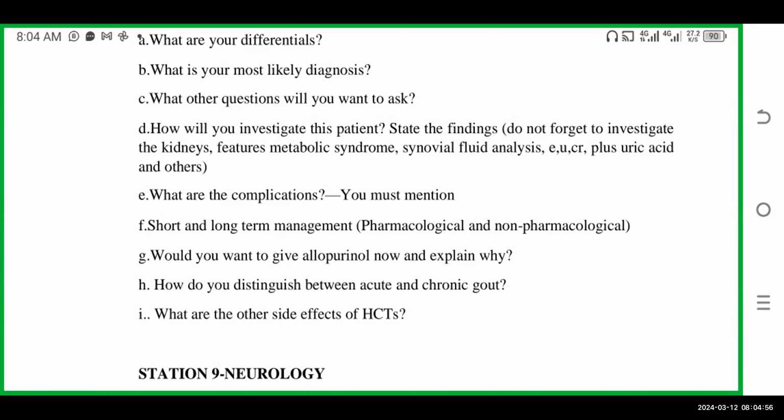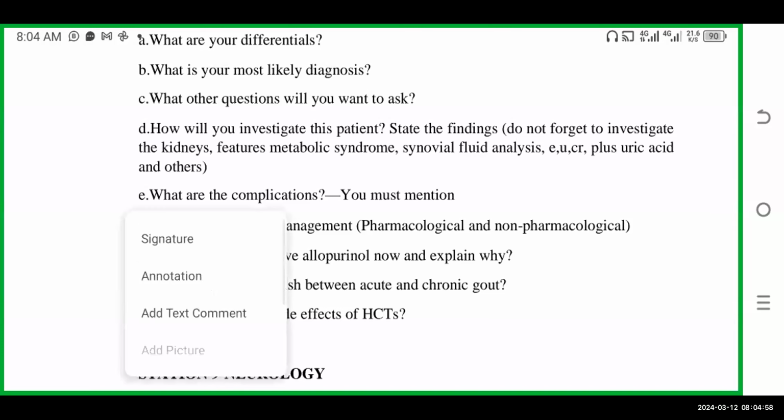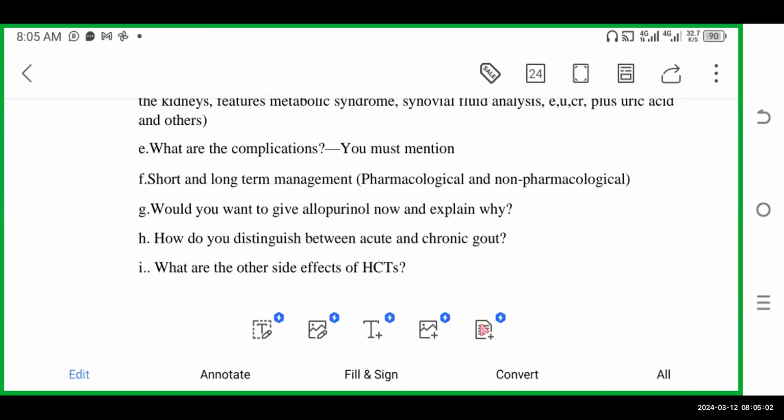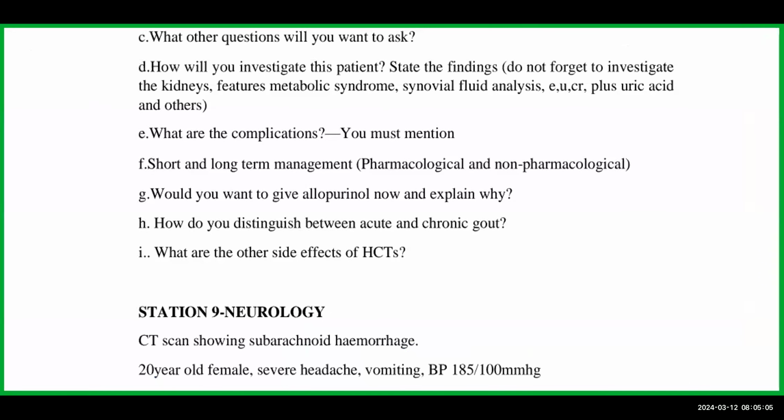Okay, so what are the complications? We have mentioned them already. They can have deformities, they can have renal failure, they can have cardiovascular complications from the hyperuricemia. Then short and long-term management, we have mentioned that: that's the treatment of the acute phase and then the prophylaxis for the long-term management. Would you want to give allopurinol now?